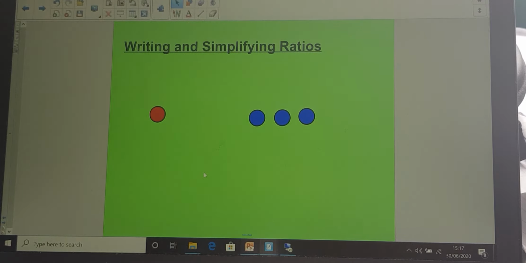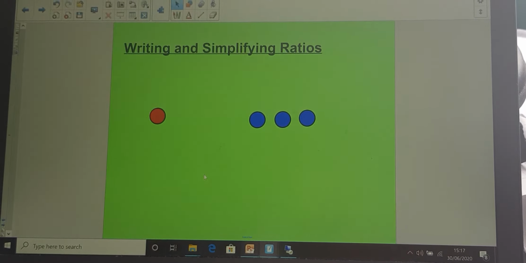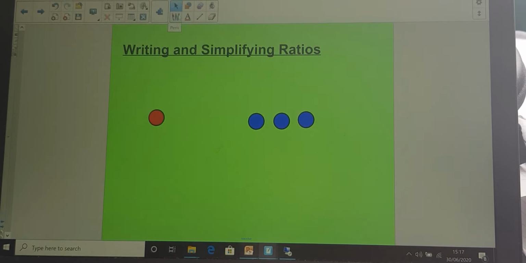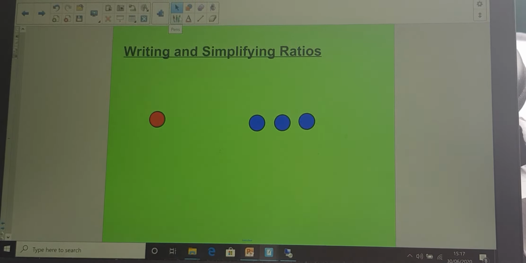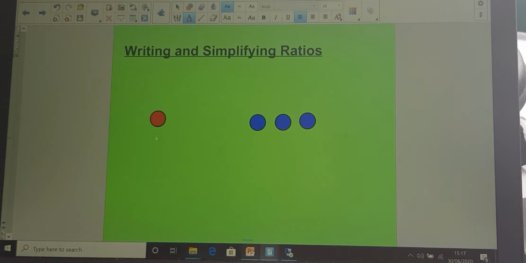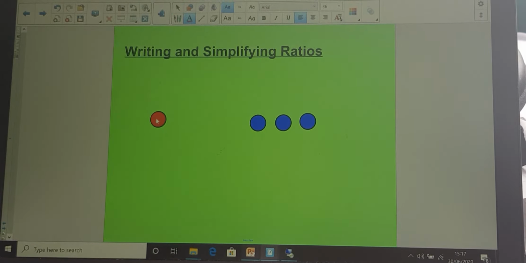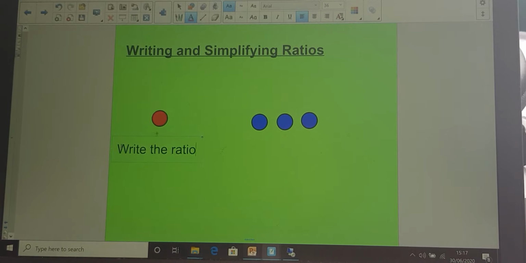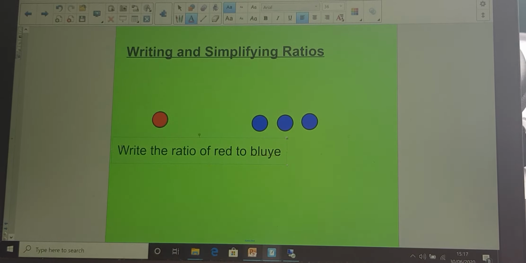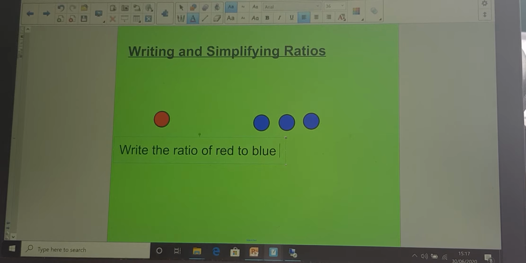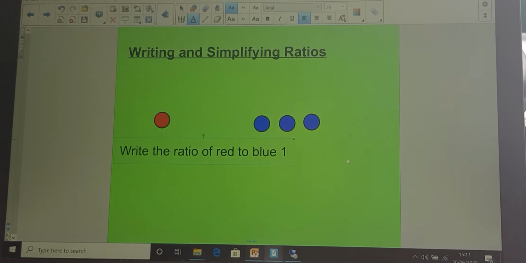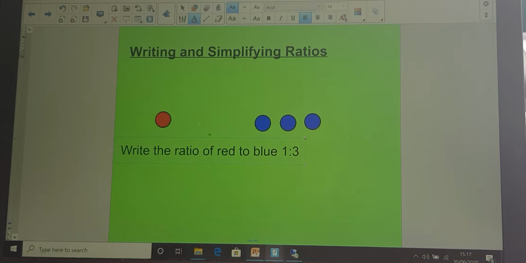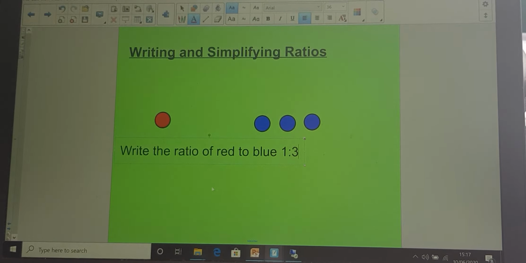Okay, today we'll be moving on to writing and simplifying ratio. So ratio is a term which is used quite a lot, but it can be a little bit confusing unless you know exactly what it looks like. If a question asked you, say this was the situation you had, this one red thing here and these three blue things here, and asked you to write the ratio of red to blue, then I would write it like this, and it's how many reds to how many blues. So there is 1 red to 3 blues. For every 1 red counter, there are 3 blue counters.